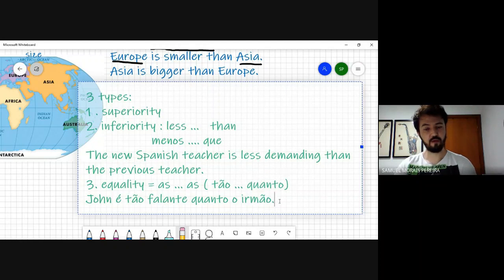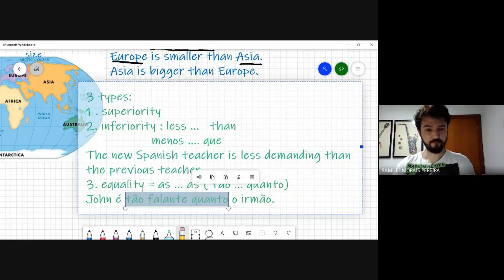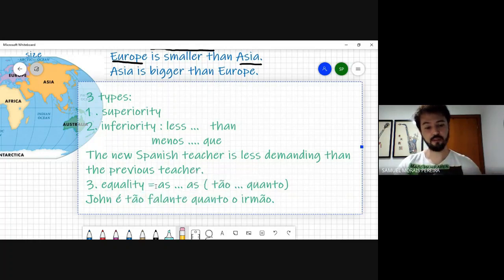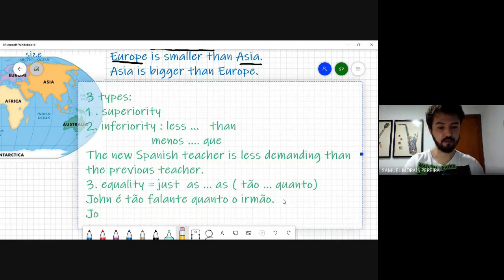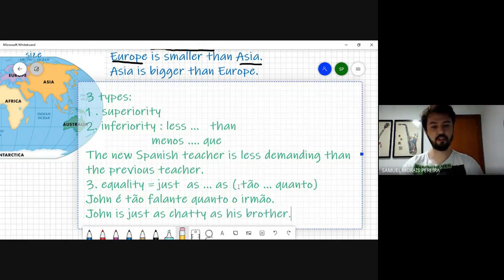Eles são falantes quase que na mesma proporção. So when I say John é tão falante quanto o irmão, I am comparing them, mas eu estou destacando the equality in the characteristic. Okay? And in English, sometimes we say just as. We say just as blah blah blah. And then as again. So I can say, for example, John is just as chatty as his brother.